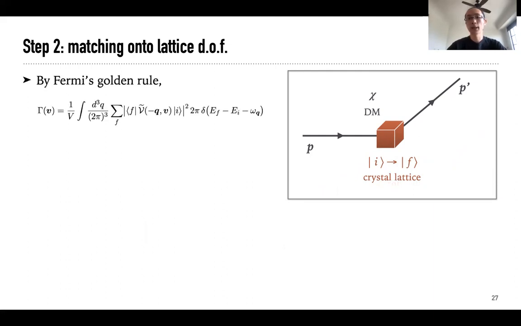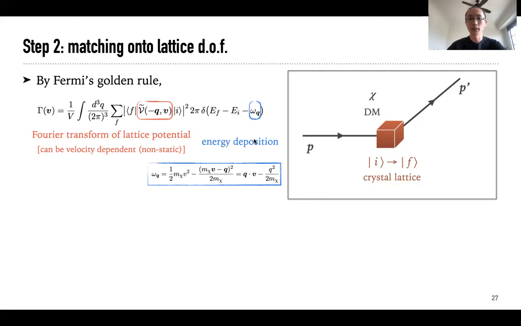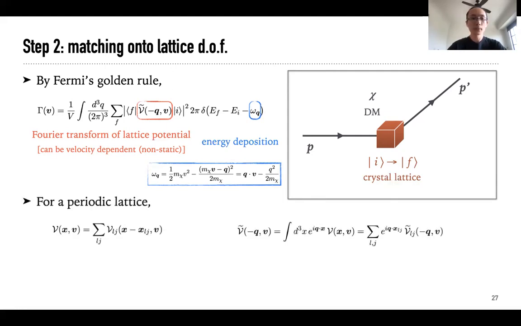So the matching is provided by Fermi's golden rule, which basically says that we need to evaluate the matrix element of the effective lattice potential, the Fourier transform of the lattice potential, which can also depend on the relative velocity. And here, there's also an energy conserving delta function involving this quantity omega_q defined here.